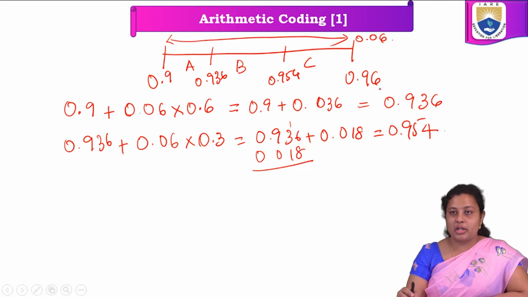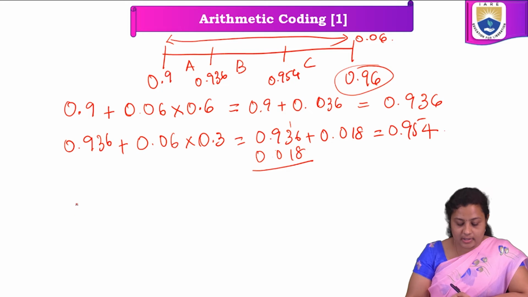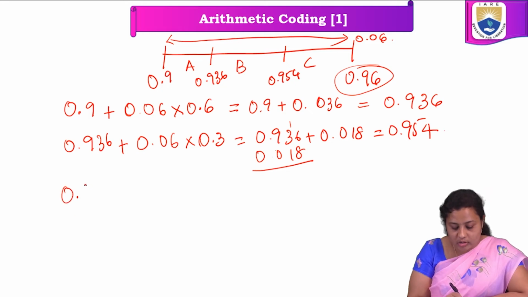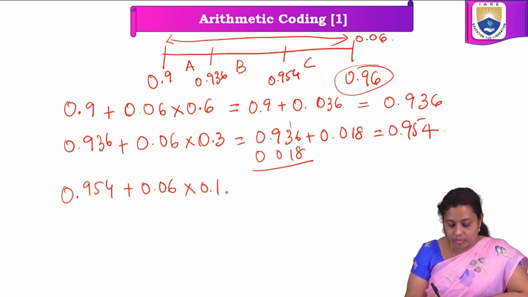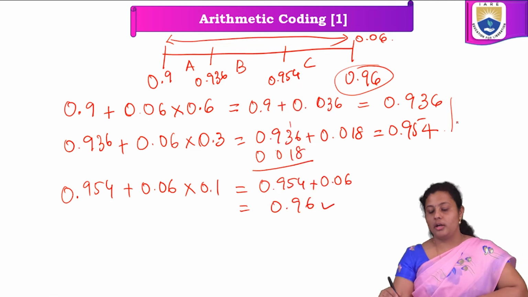If I have to check whether my calculations are correct, I have to calculate this range. So how do I get it? 0.954 plus 0.06 into 0.1. So what is that value? 0.954 plus 0.006 will come as 0.96. So my calculations are correct.